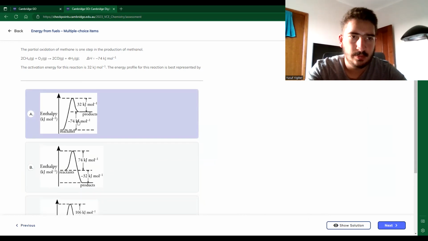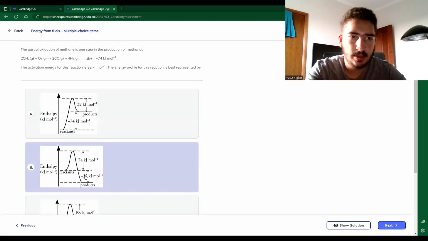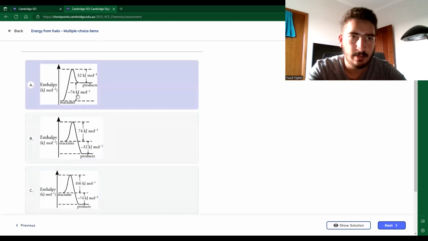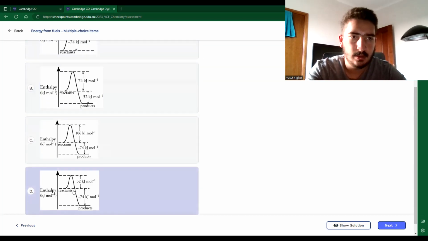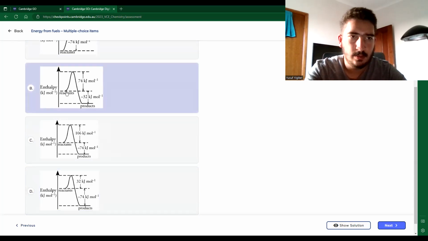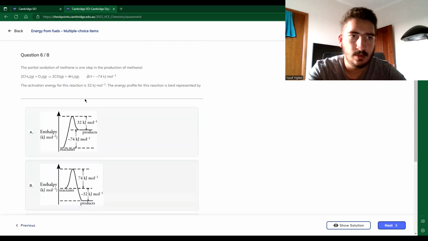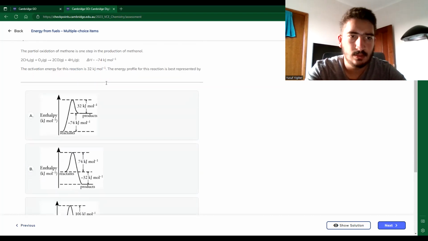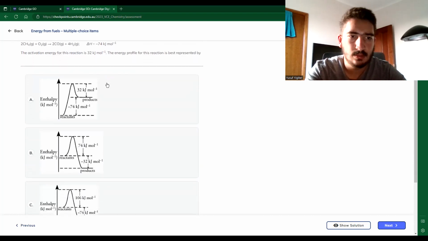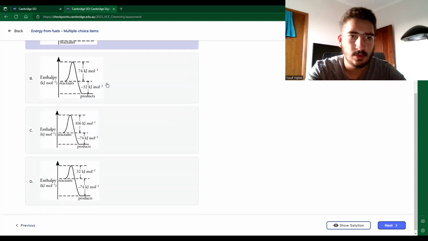so it's negative. So it should be at the bottom. So it can't be that. It could be this or this or this. So from here to here, the displacement should be negative 74, but there's a 2. Divide that by 2. Why do you divide it by 2?